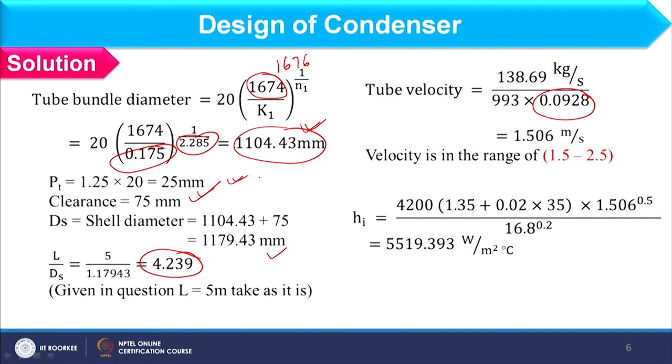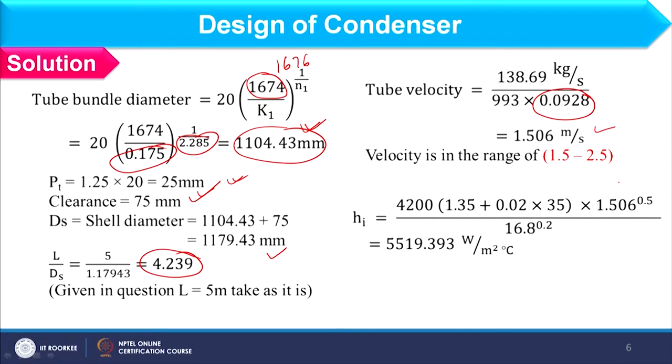So, as far as tube velocity is concerned, the 1676 tubes are to be divided by 4, and accordingly we can find out the cross-sectional area of a single pass, and therefore we can consider the revised velocity, which is coming out as 1.506, and this velocity you can find in the range, right?